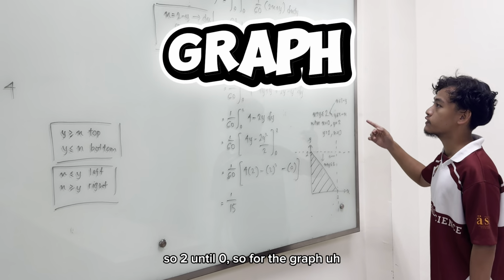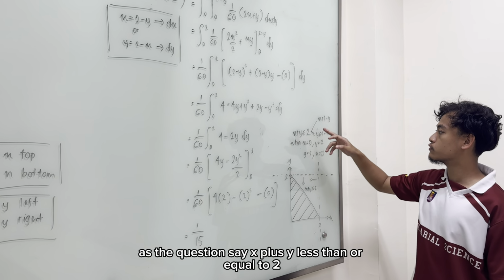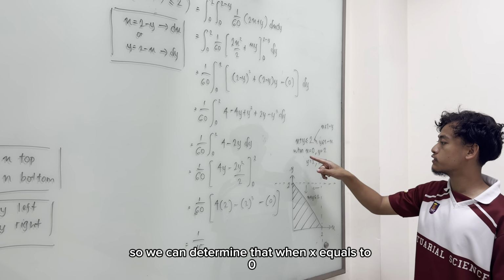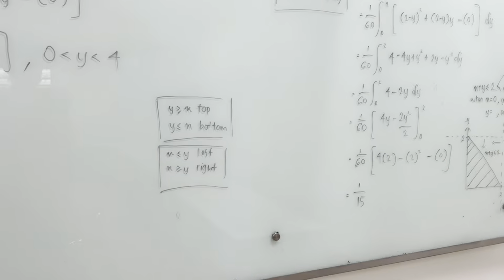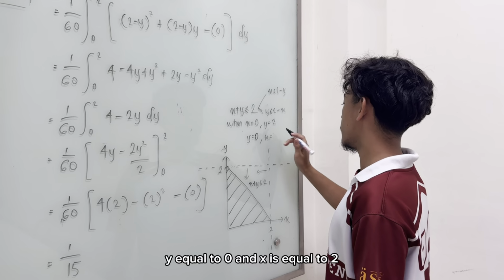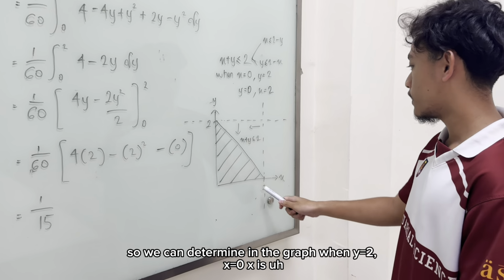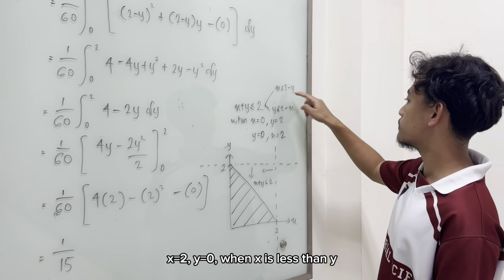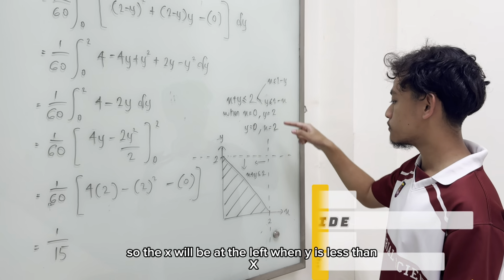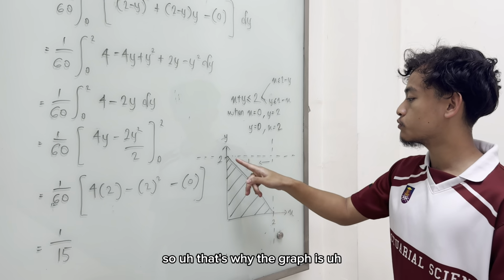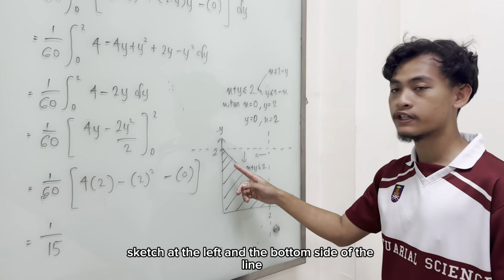For the outer side, just write back 2 until 0, because the limit is less than 2. So for the graph, as the question says x plus y less than or equal to 2, we can determine that when x equals 0, y is equal to 2, and when y is 0, x is equal to 2. When x is less than y, the x will be at the left. When y is less than x, the y will be at the bottom. So that's why the graph is sketched at the left and the bottom side of the line.